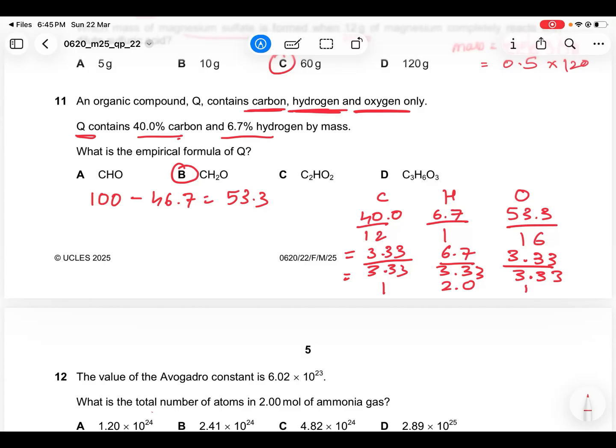Now we are supposed to divide all the percentages given by the respective atomic mass of the element. We are going to get 3.33 for carbon, 6.7 for hydrogen, and 3.33 again for oxygen. Out of all the three values, 3.33 is the smallest value. We will use the same value and divide it with all the three values, and again we are going to get a number. You can see that all the three numbers we have got are whole numbers, that is 1, 2.0 and 1, and hence our empirical formula becomes CH2O, which is option B.